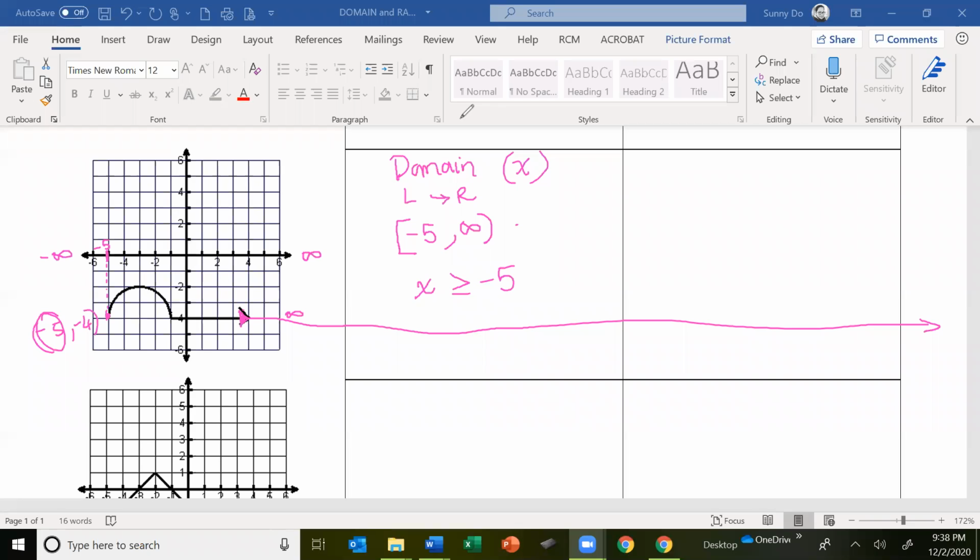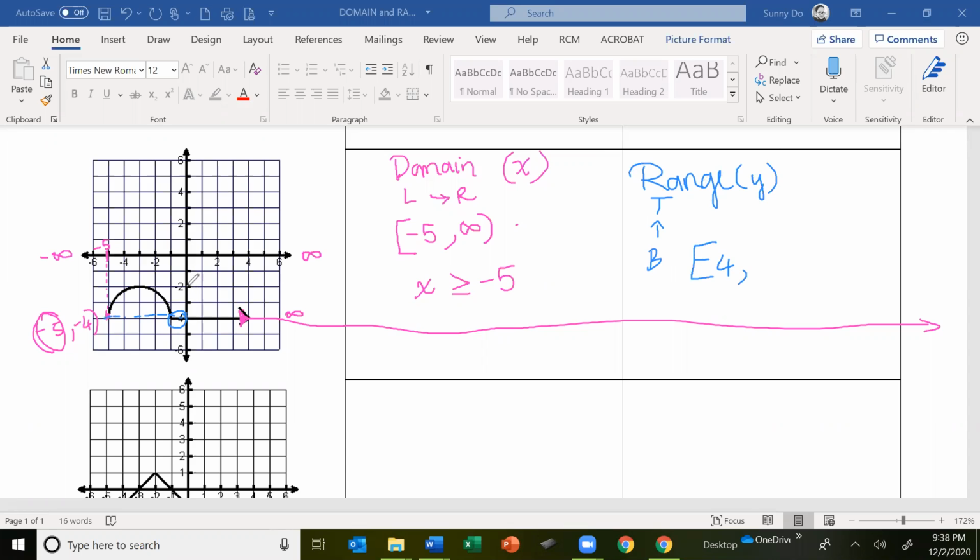Okay, so now let us talk about the range. The range is bottom to top. It's all about the y. You look from low to high. So look from the bottom to the top. We're looking at the lowest point on the graph. Okay, and remember we're looking at the y. So find the y number, that's -4. And that's a solid, so put a square bracket.